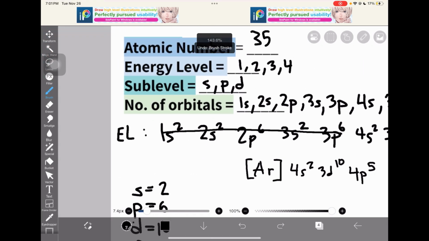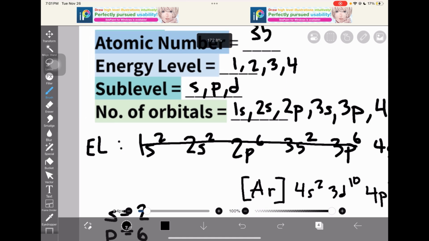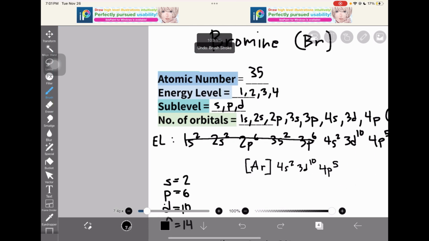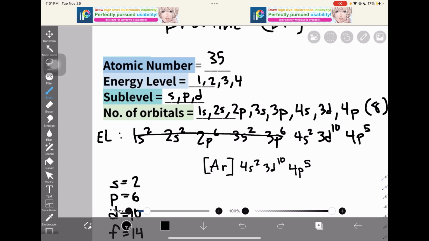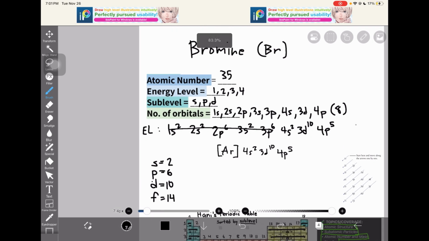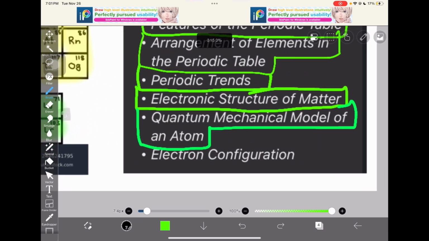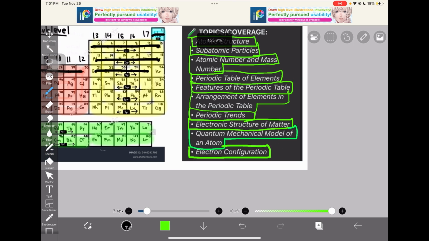So in conclusion, if they're asking for how many electrons in an energy level, rely on the numerical coefficient. If they're asking for how many electrons in a sublevel, rely on the sublevel, or the letters here. If they're asking how many electrons on a mix of the energy level and sublevel, combine both concepts. And with that, that is the entirety of this review.